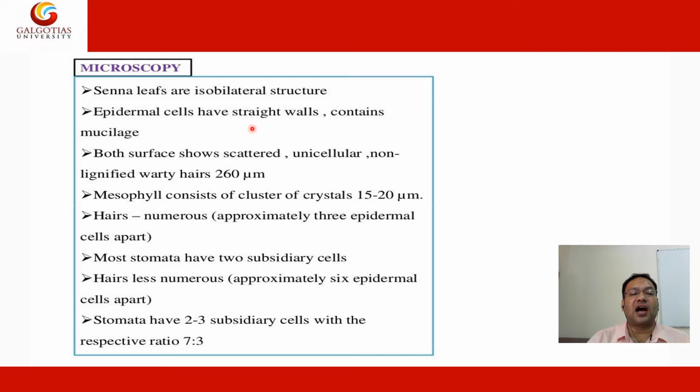Microscopy. Senna leaves have isobilateral structure. Epidermal cells have a straight cell wall and contain mucilage. Both surfaces show scattered unicellular non-lignified warty hairs, 2 to 16 micron. Mesophyll consists of cluster crystals 15 to 20 micron. Hair is numerous, approximately 3 epidermal cells apart. Most stomata have 2 subsidiary cells. Hair is less numerous, approximately 6 epidermal cells apart. Stomata have 2 to 3 subsidiary cells with the respective ratio 7:3.